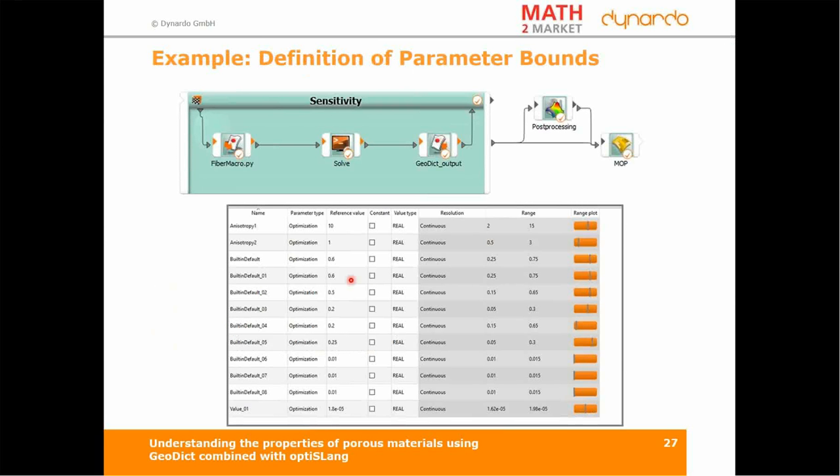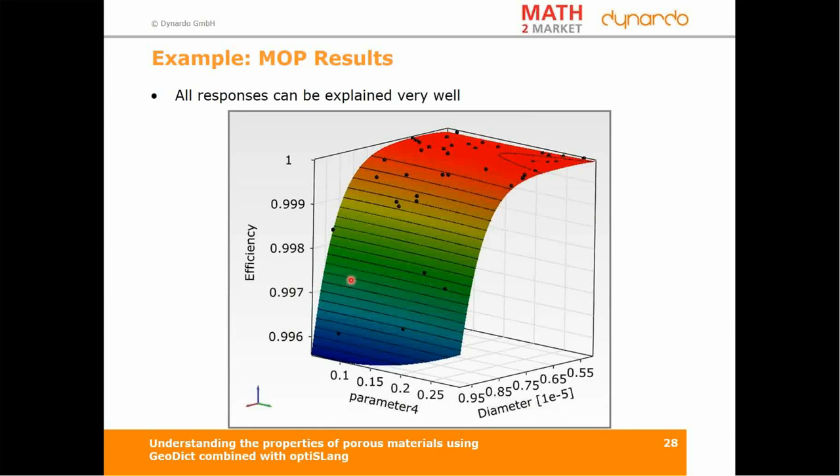So here you can see the parameters and their ranges, and then we do these 50 simulations and get the results of this meta model of optimal prognosis. And here you can see the surrogate model for the efficiency, but we want to look a little bit more into detail onto that.